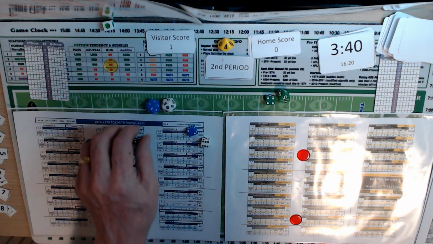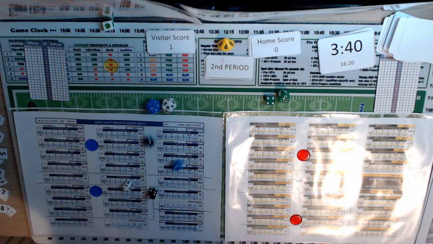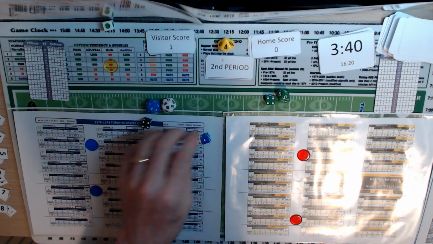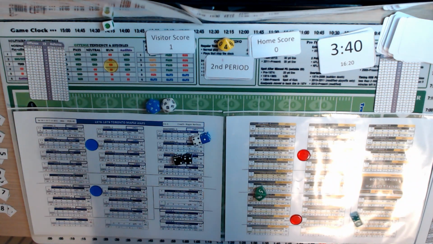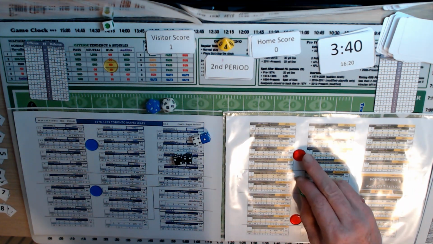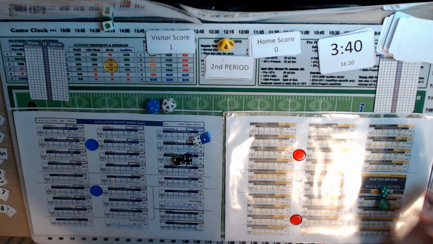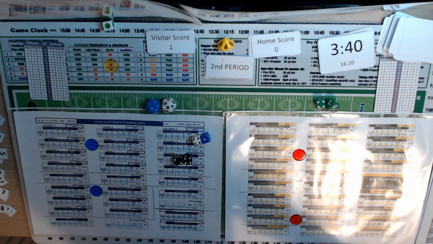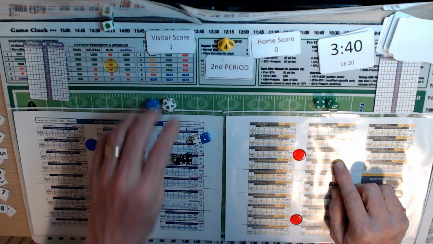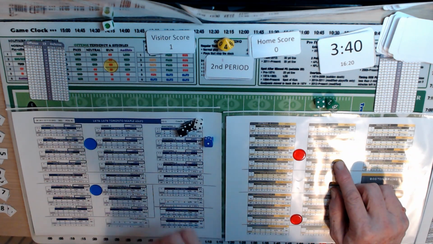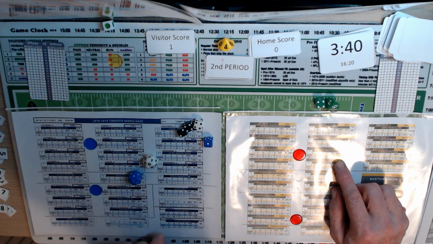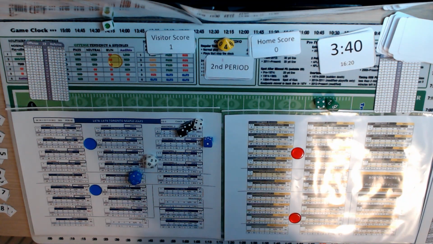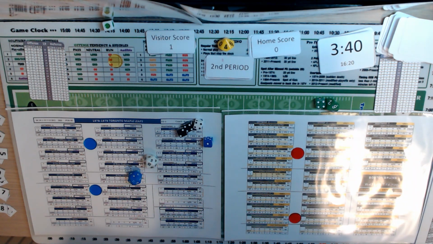3:40 left in the second period. 3 to Boston, 6. Shot on goal C tip. Shot on goal C is by Wensink. The tip is by Miller, so he'll go to a shot on goal A. Miller is a 4. Is a miss. 11 is a hard save, so Miller gets the actual shot credited.